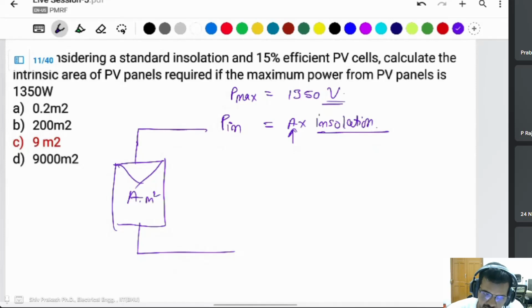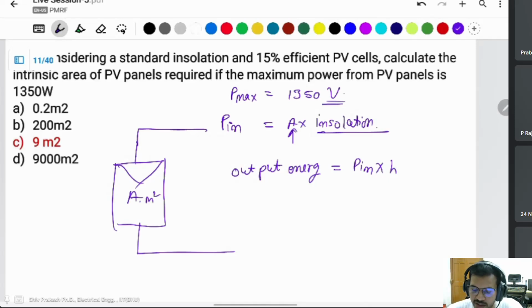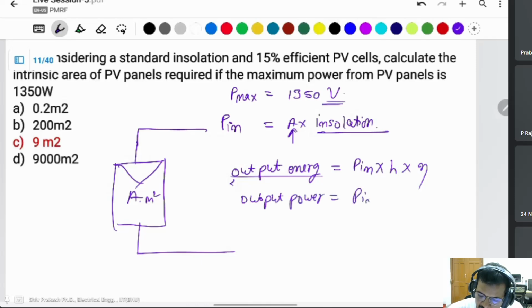Normally you can say P is the total output power, or output energy. The input power multiplied by the hours, how many hours there are, and then the efficiency, how efficient the cell is, gives the output energy. If we talk about the output power, it is P in times efficiency.